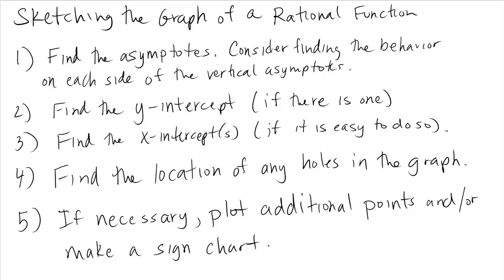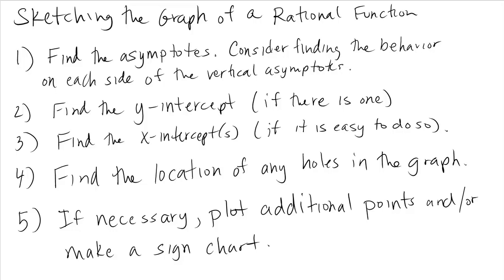You find the x-intercepts by setting the numerator of the rational function equal to 0. And if that's going to give you a complicated equation, then I wouldn't even bother. I'd just find some other points. But if it's easy to find the zeros of the numerator, then I would do that because that's a couple of simple locations. If there are any holes in the graph, I would figure out the locations of those.